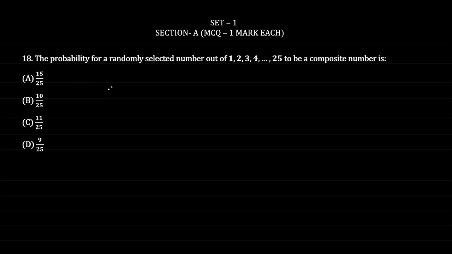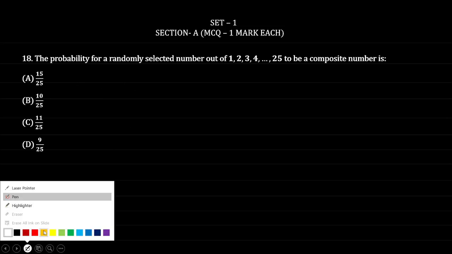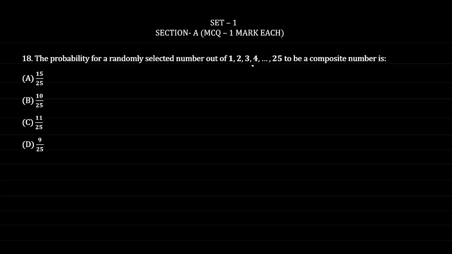Moving on to the next question: the probability for a randomly selected number out of 1, 2, 3, 4 up to 25 to be a composite number is. We have to find, out of the numbers 1 to 25, the probability of being a composite number. Let's first find out how many prime numbers there are. Then we can use the concept of complementary events and find this answer. So how many prime numbers are there? Let me write that.